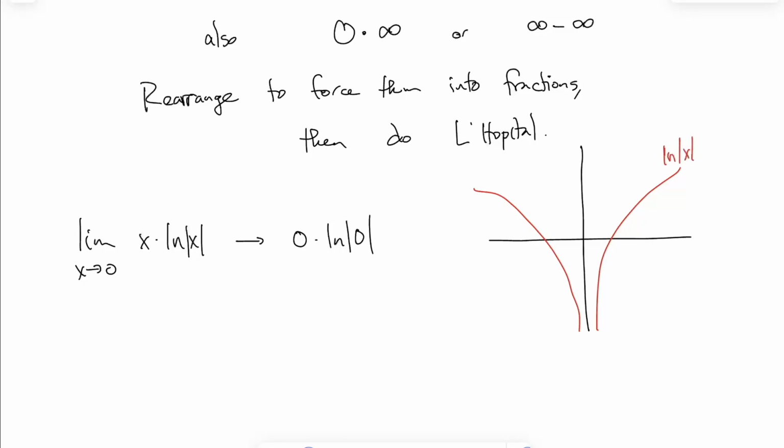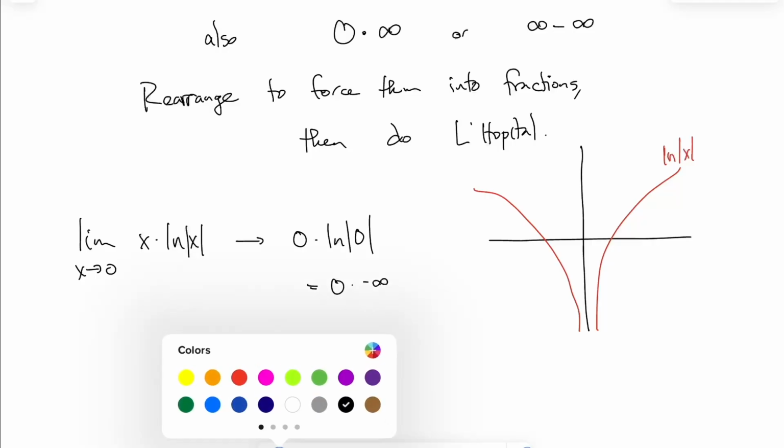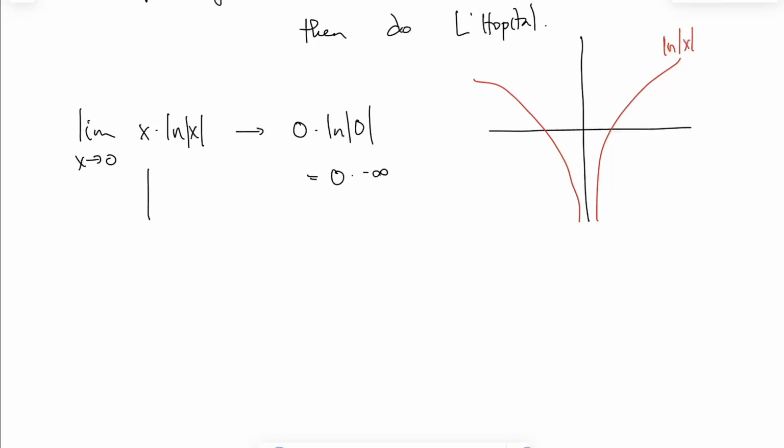And so I would say that ln of 0, at least when we're talking about limits here, is 0 times negative infinity. And that is an indeterminate form. I should be able to work this out using L'Hopital's rule. What I said here is you must rearrange to force them into fractions and then do the L'Hopital rule. Can anybody suggest how we would rearrange the original thing to force it to be a fraction rather than multiplication? I want it to be division, not multiplication.